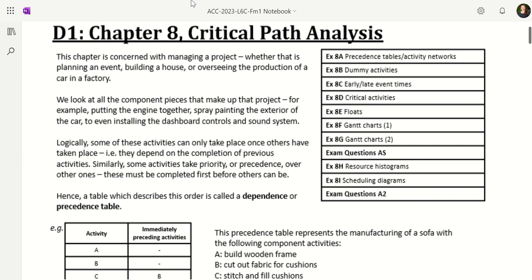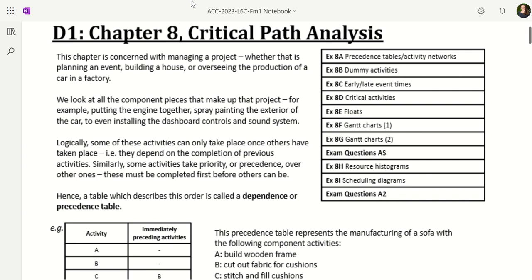But I didn't want us to get behind with what we've got to cover. So I've prepared a video for you on critical path analysis, which is the next chapter. It's the final chapter from D1 that we need to cover this year. So it's good news. It's the last bit we need to look at.